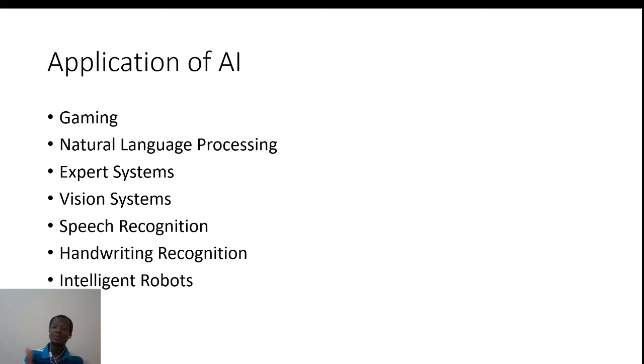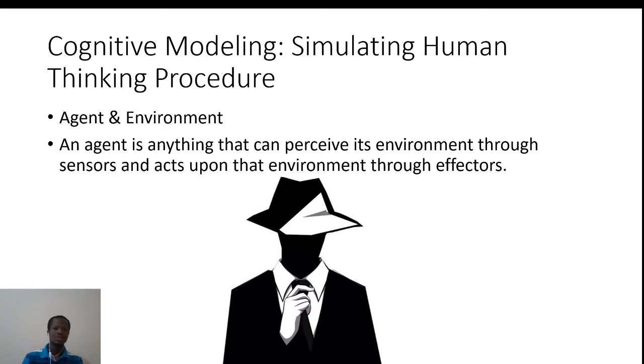Intelligent robots. Let's go into robotics. We all know robots are trying to talk. They look very funny, but it's an effort towards something. And cognitive modeling, what is that? Simulating human thinking. Cognitive is about thinking. How do humans reason? The door is locked, so that means you have to open it. Things like that.